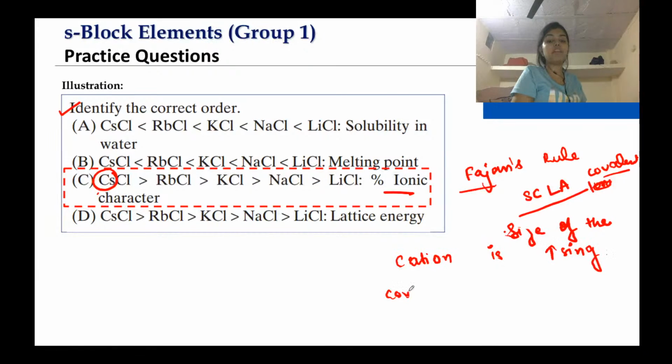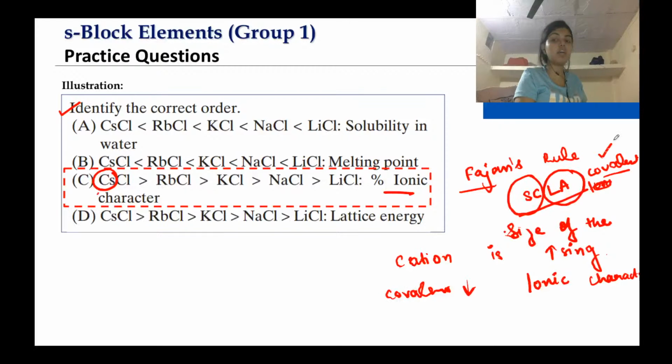Size of the cation is increasing, covalent character will decrease, or we can say that ionic character will increase. Because according to Fajan's rule, smaller the cation, larger the anion, greater is the covalent character. That means bigger the cation, greater is the ionic character, right? So here you can see that cesium will have a greater percentage ionic character. Okay.